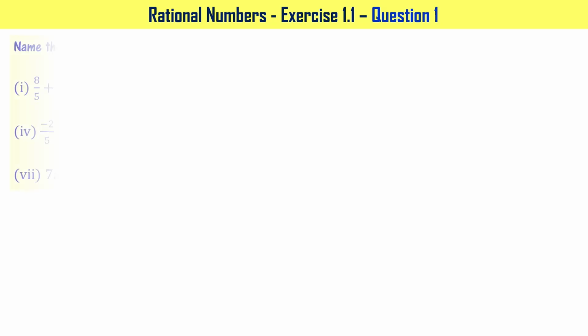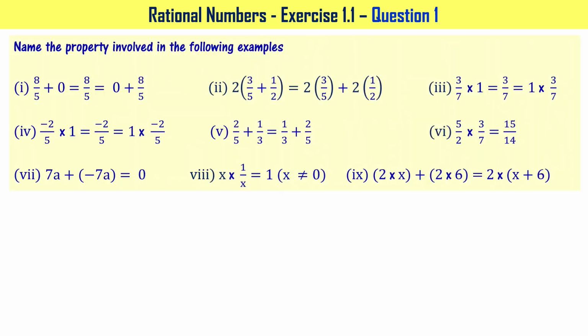Question number 1. Name the property involved in the following examples. We are given a total of 9 examples. We have to find the name of the property for each of the examples. Let us consider the first example. 8 by 5 plus 0 equal to 8 by 5.